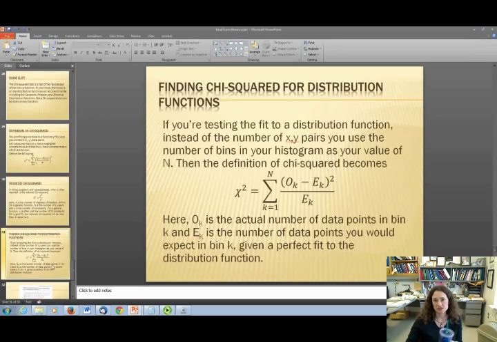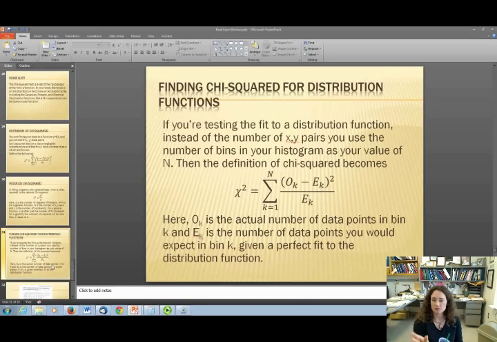If you're fitting to a distribution function, it's slightly different. There you're talking about bins instead of the number of xy pairs. What you do is calculate the number that you would expect to fall within each bin given the distribution function. For example, let's say that you have a Gaussian distribution function and you've broken it up into 4 bins: below 1 standard deviation below the mean, between that and the mean, between the mean and 1 standard deviation above the mean, and then finally above 1 standard deviation above the mean. So those are your 4 bins.